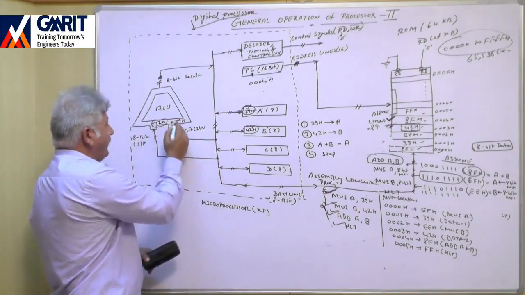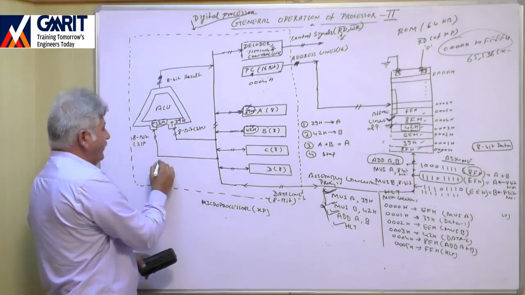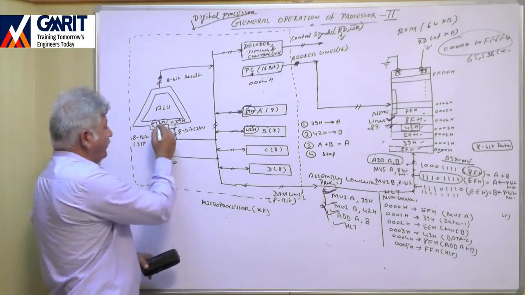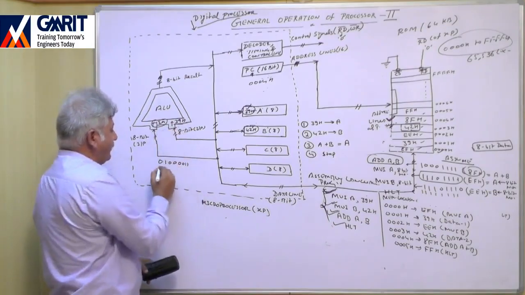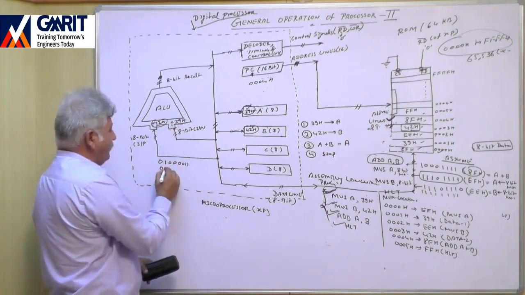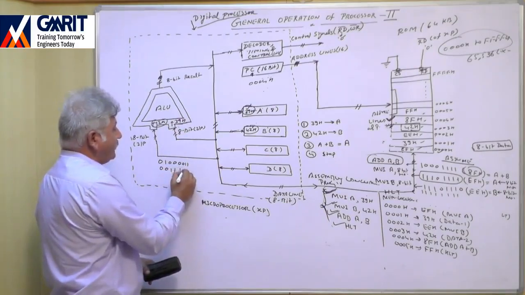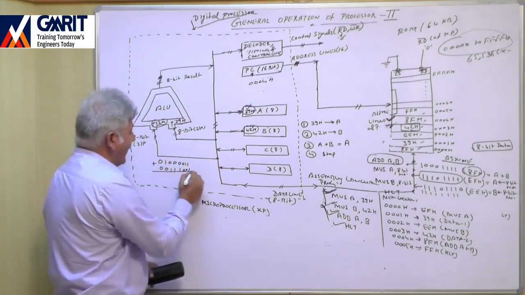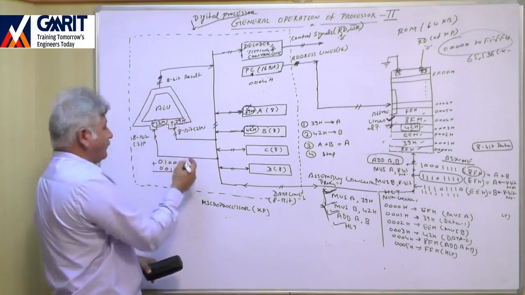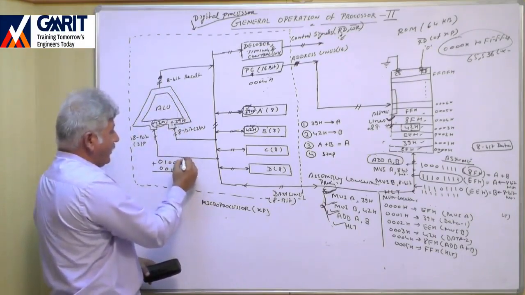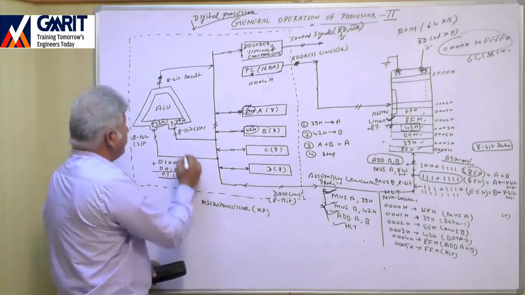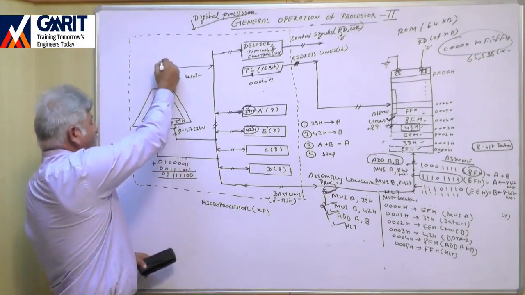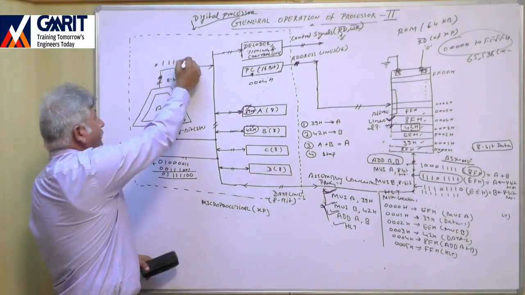numbers, 42 and 39. 42 means 4 is 0100 and 2 is 0011. This will be added with 39. 3 means 0011 and 9 is 1001. So these numbers will be added inside by the adder section. The result is 1 plus 1 is 0, carry 1, 1 plus 1 is 0, and so on. This is the result. So this result will be generated here, 0111 1100.